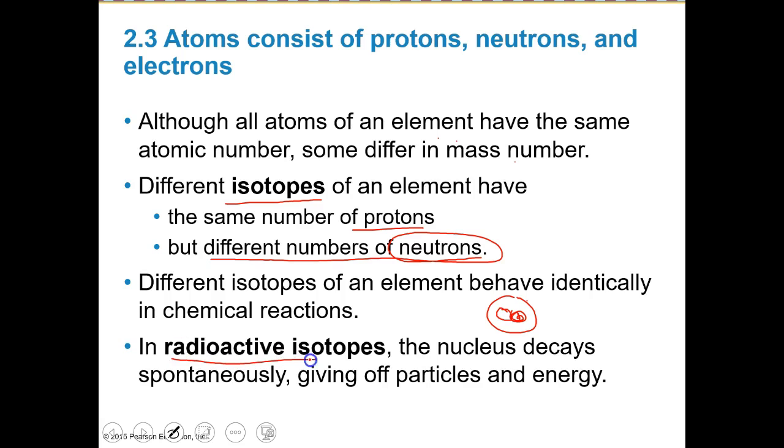There are radioactive isotopes, which I'll show you one of my favorite little videos on that. The nucleus will decay spontaneously and give off particles and energy. They're just not stable. It's usually for ones where the mass gets so big in the nucleus that it just can't hold itself together anymore.